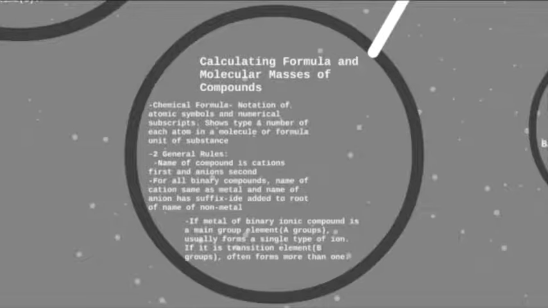metal, and the name of the anion has the suffix "ide" added to the root of the name of the nonmetal. In general, if the metal of a binary ionic compound is a main group element, the A groups, it usually forms a single type of ion. If it is a transition element, the B groups, it often forms more than one.